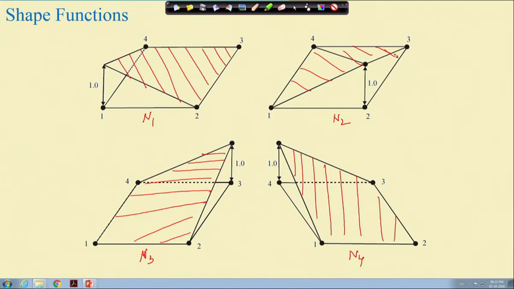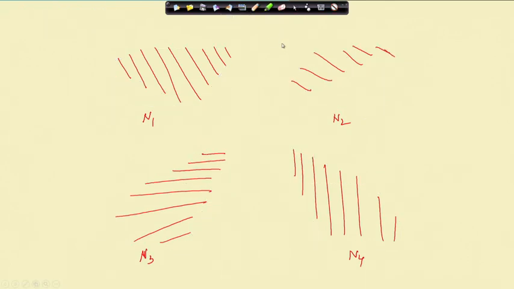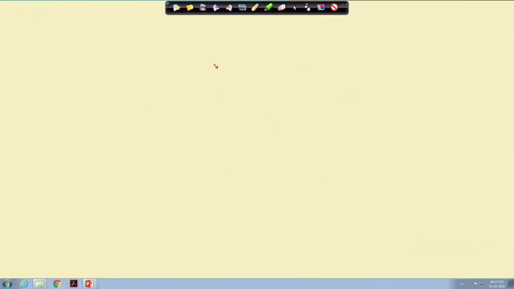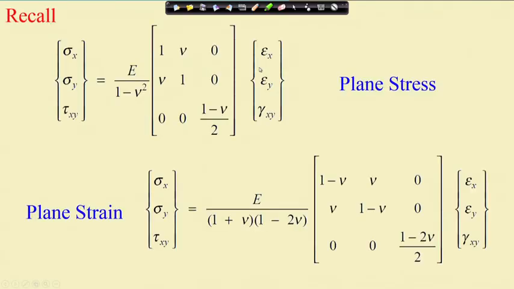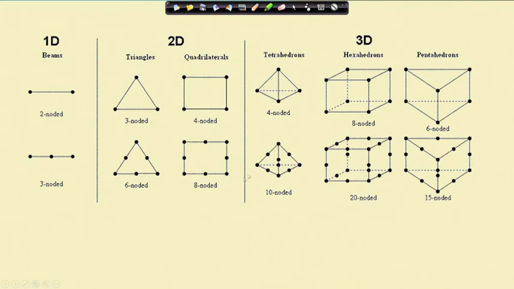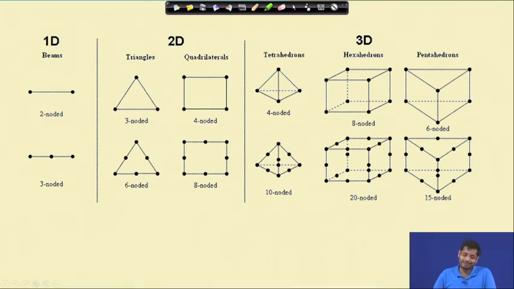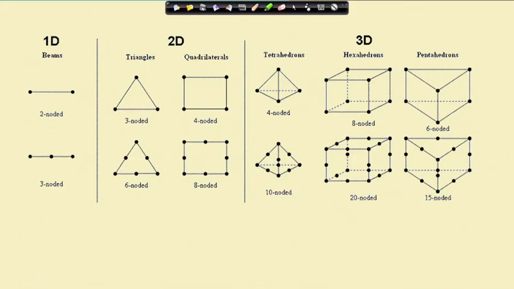So, if we want to have an element of this kind, say an 8-noded element, the same exercise you have to do. We have to start with an approximation of u, then substitute the boundary conditions at every point and get an expression for n. Once we get n, we can calculate the stiffness matrix subsequently.